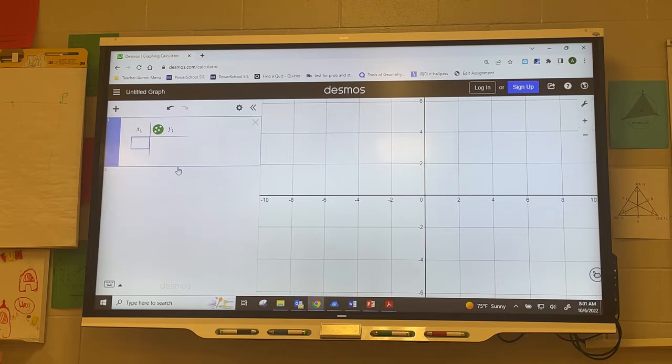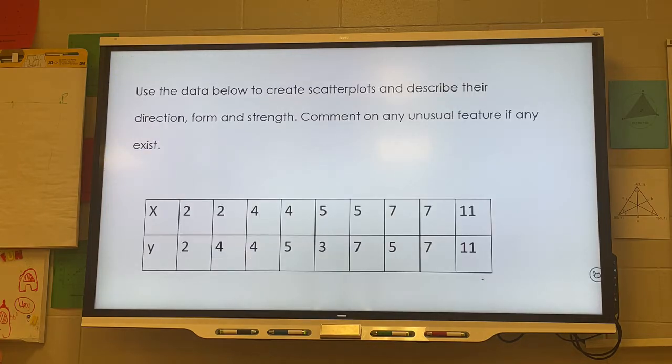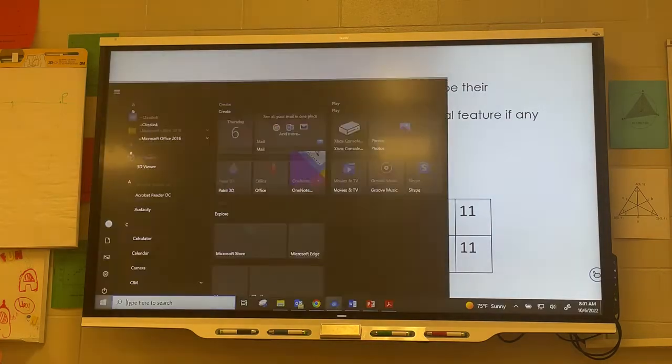And Desmos is very useful, especially if you have a class that doesn't have your TI-84 calculators. You can definitely go to Desmos and look at all the critical points that you want. So we're going to go back and see those numbers again. So it's 2, 2, 4, 4, 5, 5, 7, 7, and 11.